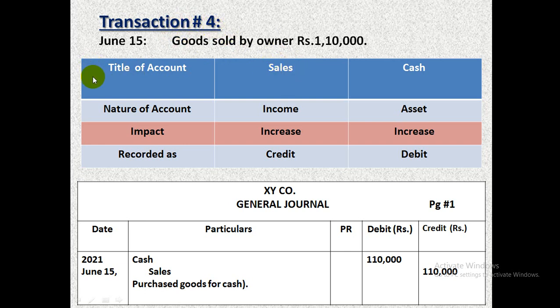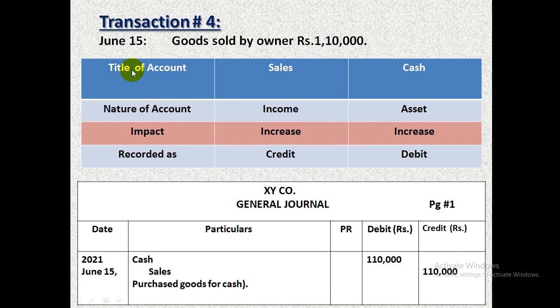Now let's see a four-step analysis procedure. If we look at the accounts involved in this transaction, one account is sales. Because sales are made for cash, the other account involved is cash. Goods are sold by the owner and cash is received by him. So cash and sales are the accounts involved in this transaction.